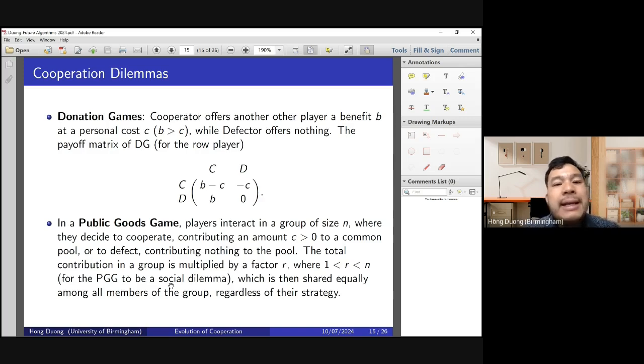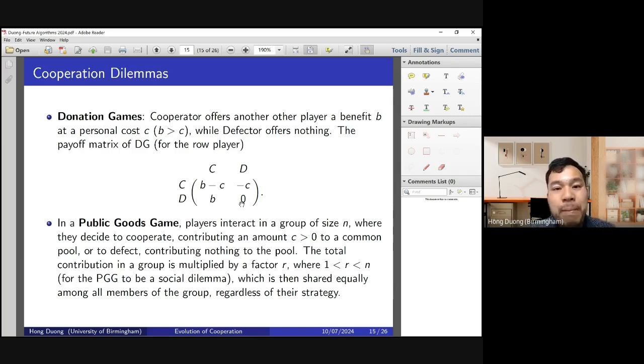We can clearly see that via the so-called payoff matrix. If a cooperator interacts with a cooperator, each of them will get B minus C, because they get B from the other cooperator, but they themselves have to pay a cost C. Is that clear? And if a cooperator meets a defector, they do not get anything, but they lose C, because that is the cost they pay. On the other hand, if a defector meets a cooperator, they just get the benefit B. And if a defector meets another defector, they do not get anything, because there's no contribution. So that is the donation game.